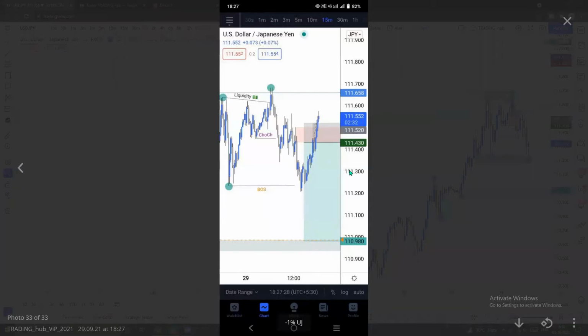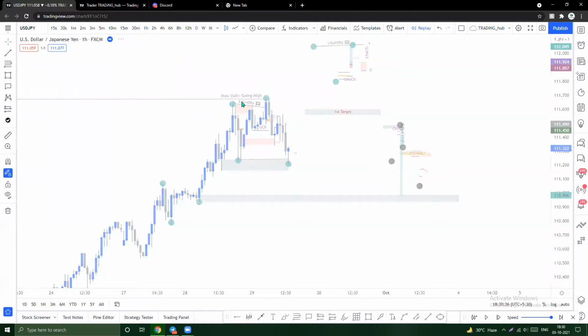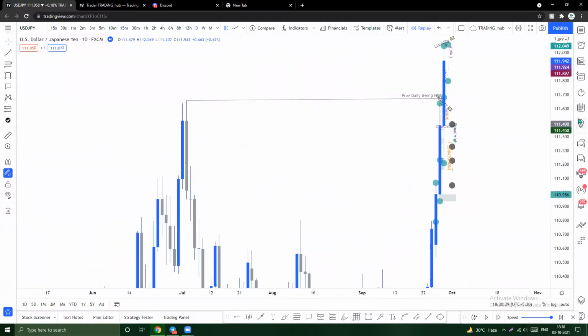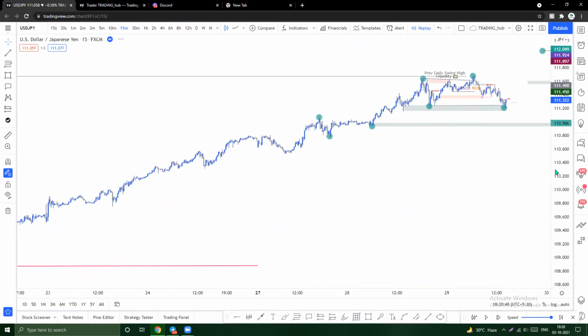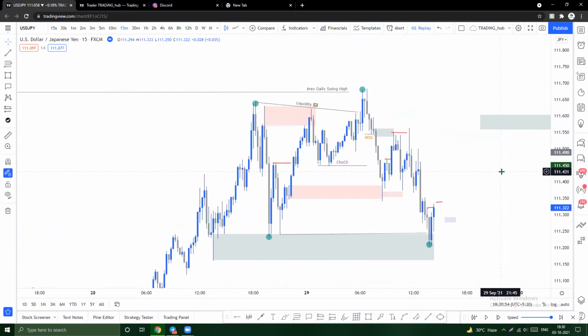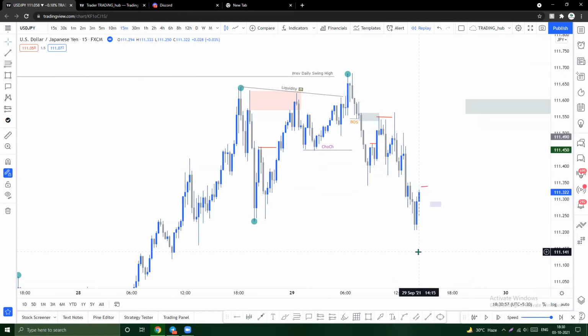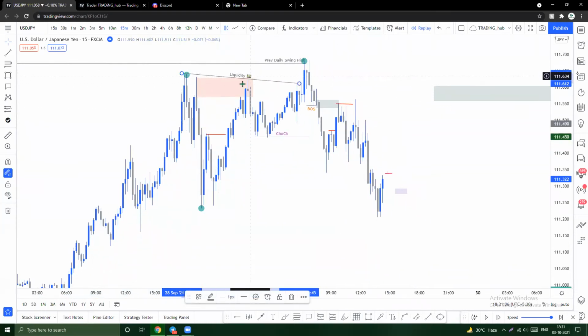Here you can see, I traded this based on the 15-minute structure, and when I see the daily, price created equal highs at this point and then moved into the 15-minute structure, and I was waiting for the confirmation for the sell-off. Now you can see here. First of all, let me remove all these trend lines.